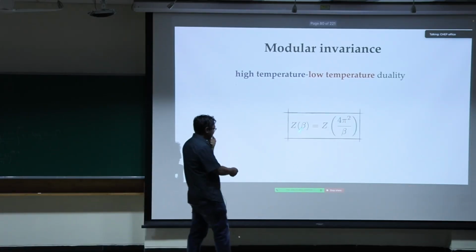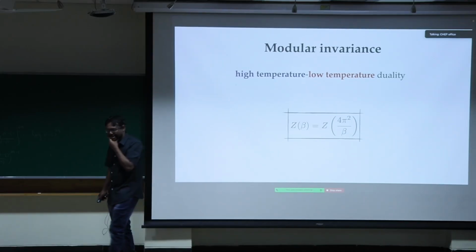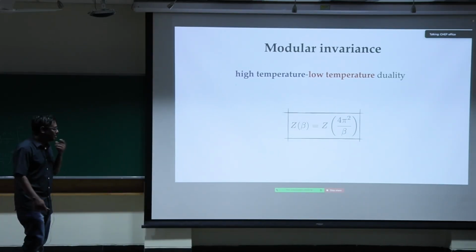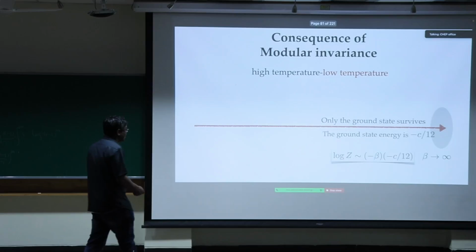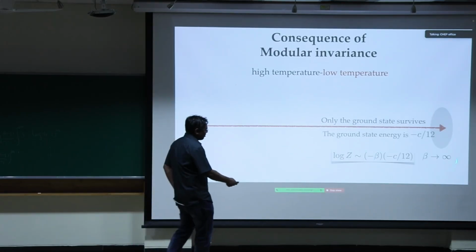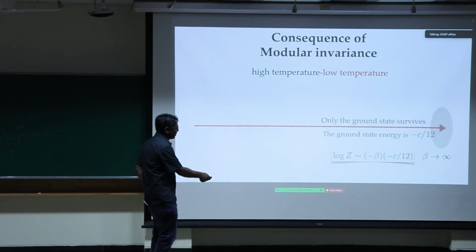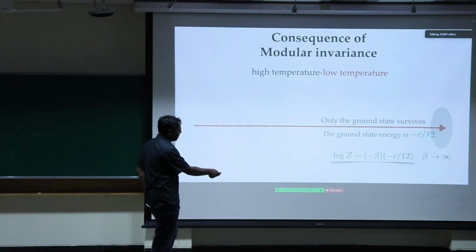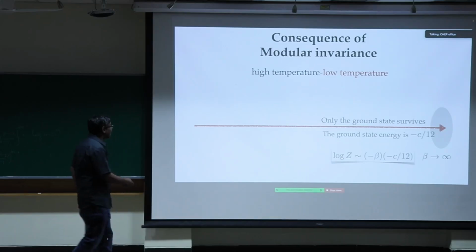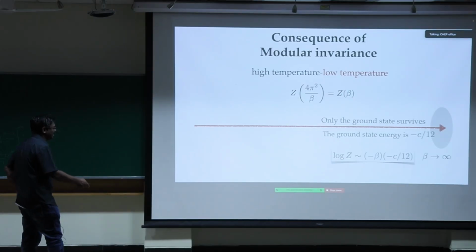Anyhow, so we have this beautiful equation, Z of beta is Z of 4 pi squared over beta, and we want to extract physics from it. So how do we extract physics? You take beta going to infinity, so log Z goes like minus beta times minus c over 12, because the ground state energy is minus c over 12, as I just told you. You use this relation, you exchange beta with 4 pi squared over beta, and log Z becomes this expression.